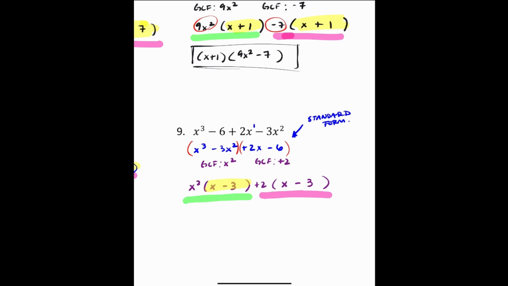So we'll go ahead and factor out the x minus 3. And then write what's left over. So it's x squared plus 2.